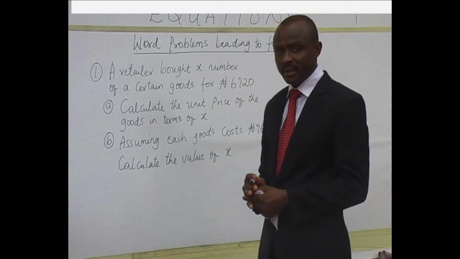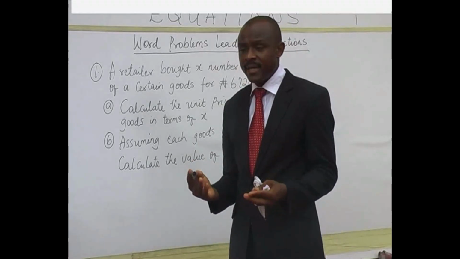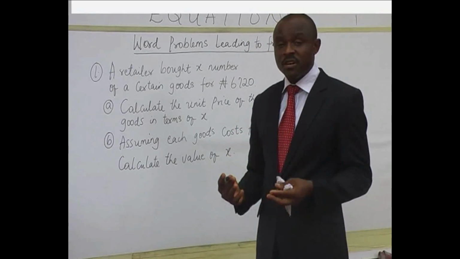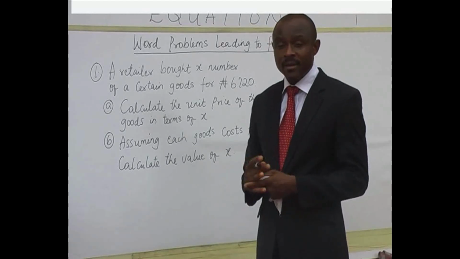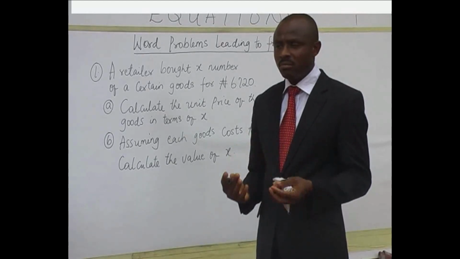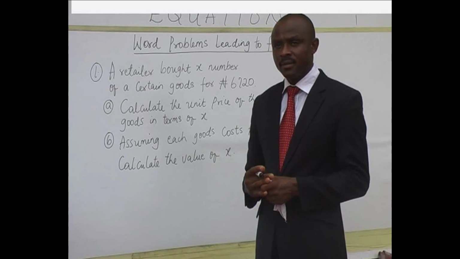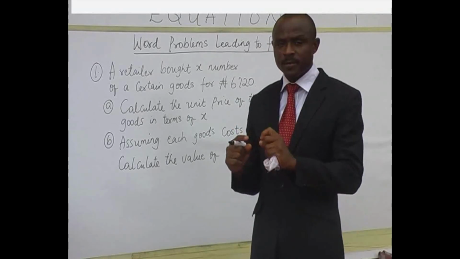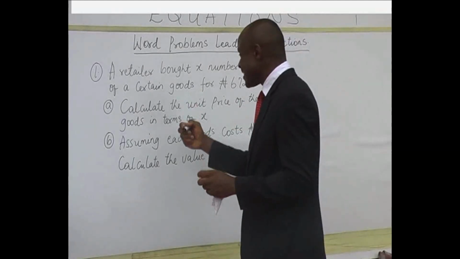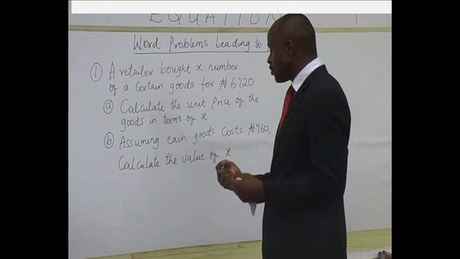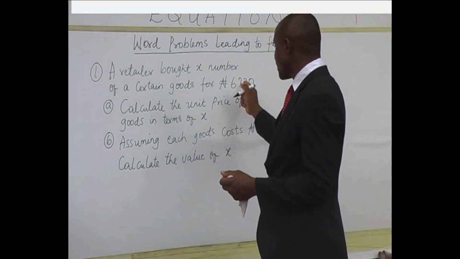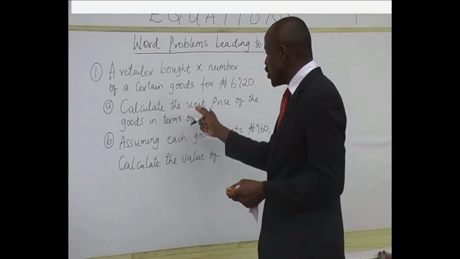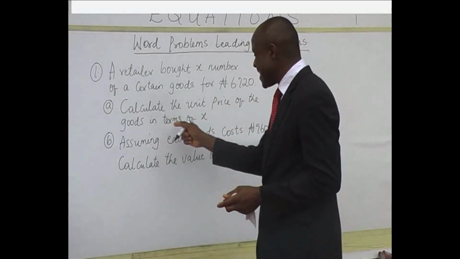6,720 naira. Maybe the retailer bought a certain quantity of orange or guava or electronics, but the question did not tell us what goods he or she bought. They just said that he bought a certain number of goods for 6,720 naira. Now the question is asking us to calculate the unit price of the goods in terms of X.